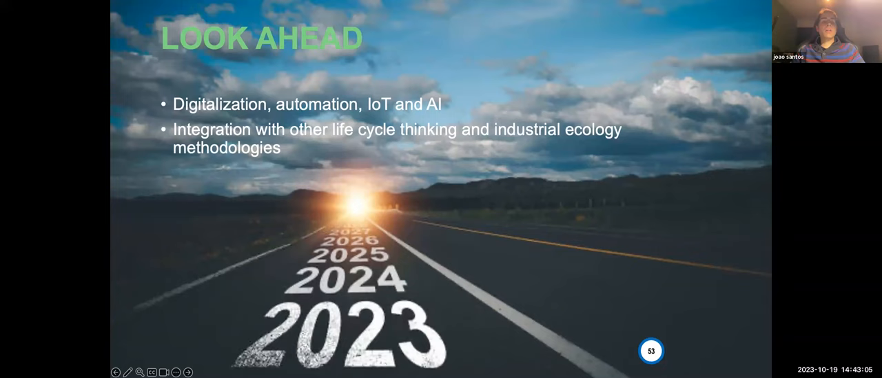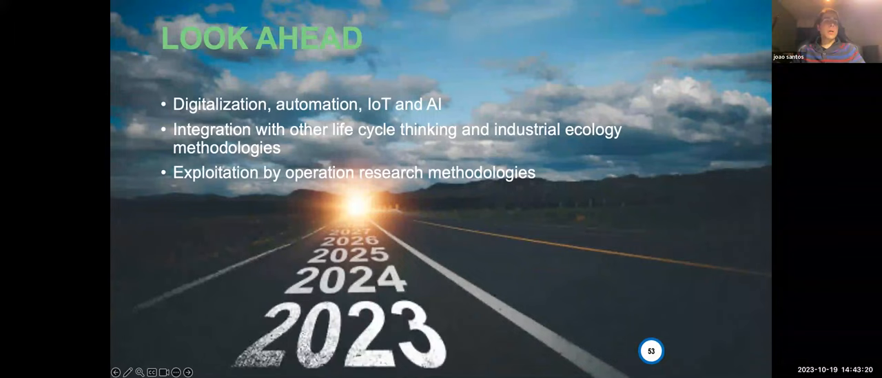I think operational research methodologies such as optimization will also be important. They are already important, but as we have access to more computational power, some of the drawbacks and limitations that I mentioned before will be addressed. And of course, this will also be positive for the use of LCA in our domain.